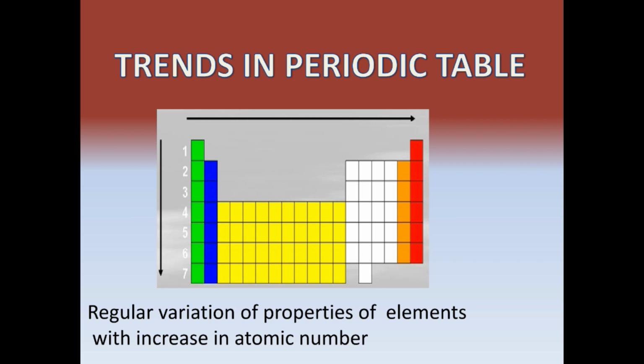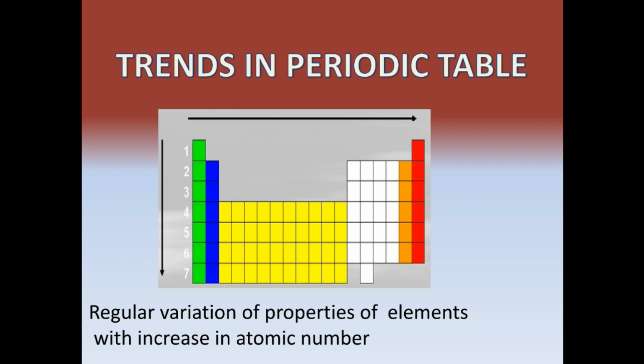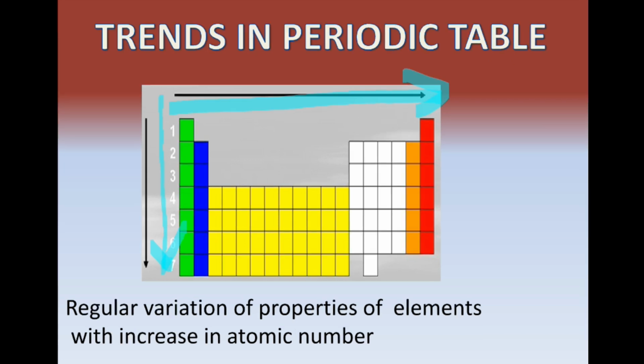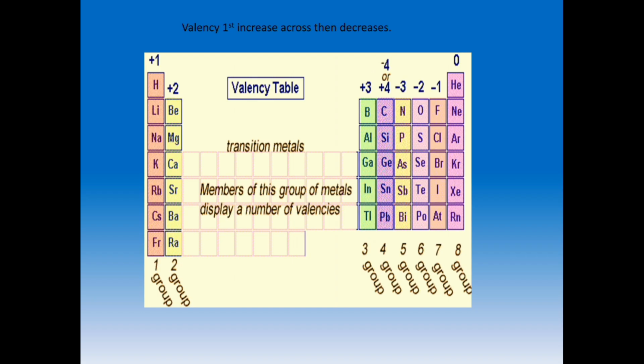Trends are nothing but the regular variation of properties of elements with increase in atomic number. As we know, the modern periodic table has the elements arranged based on atomic number, in rows and columns. There are 7 periods and 18 groups in the modern periodic table. Once they are arranged in groups and periods, they show a regular change in properties of elements with increasing atomic number. Now the very first trend in the periodic table is valency.